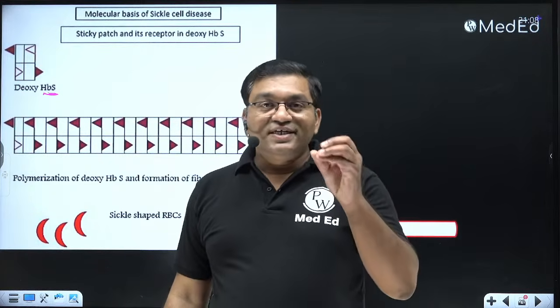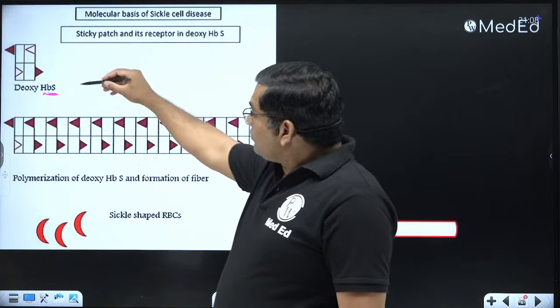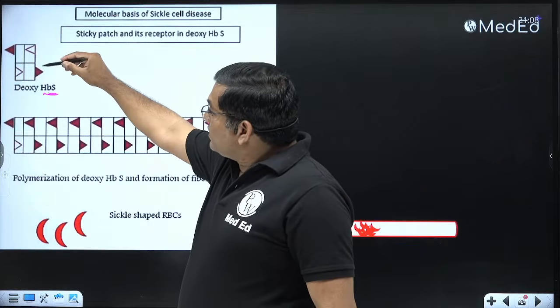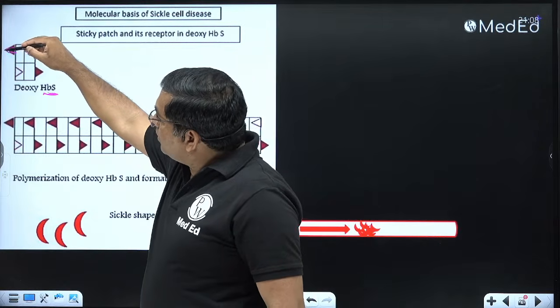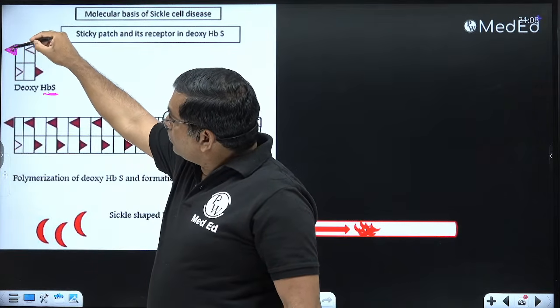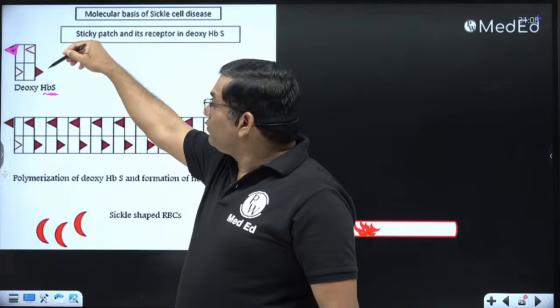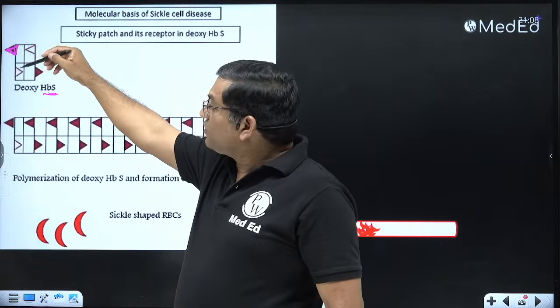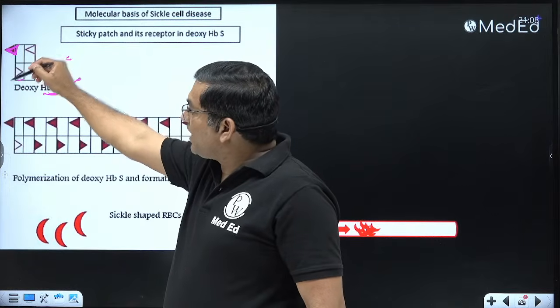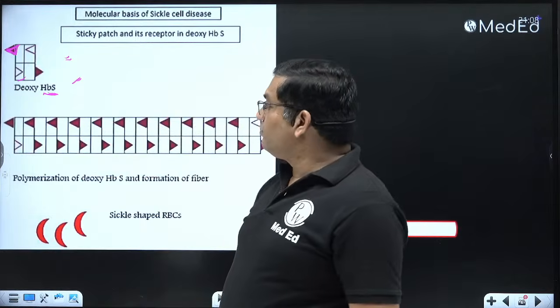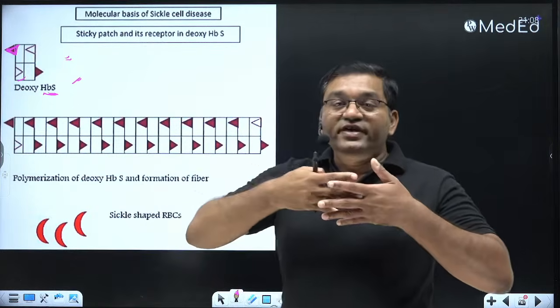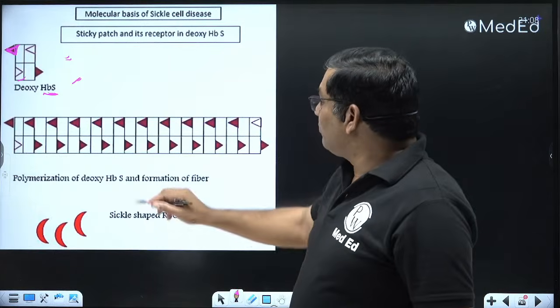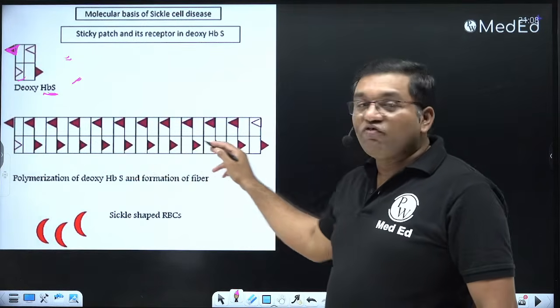When it is in the deoxygenated state, in deoxyhemoglobin there is a sticky patch: glutamate is replaced by valine, so the hydrophobic amino acid valine gives a sticky patch to deoxyhemoglobin S. There is also a complementary receiving patch in the deoxyhemoglobin S. So these fit into one another and they form a long polymer.